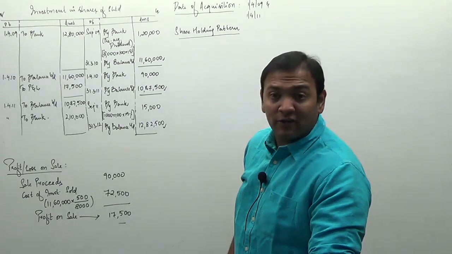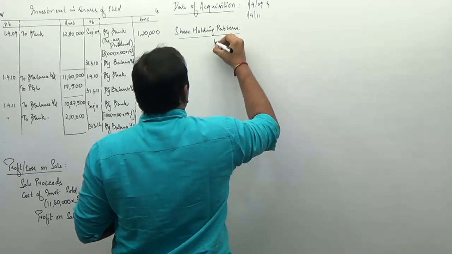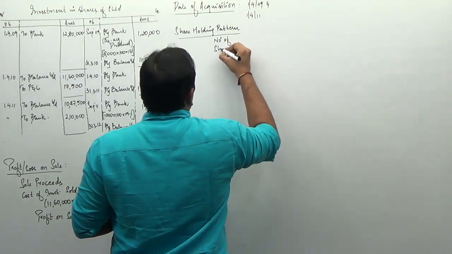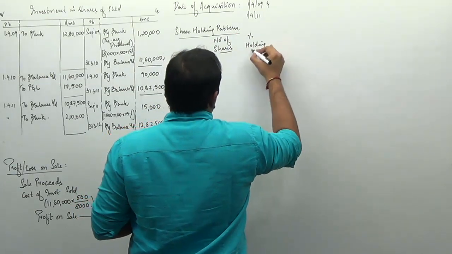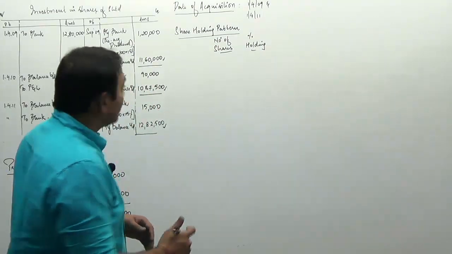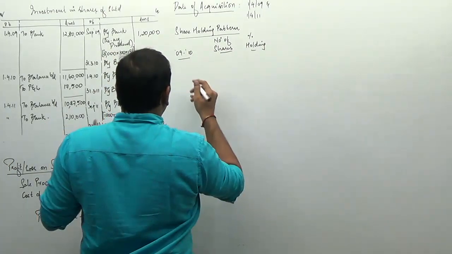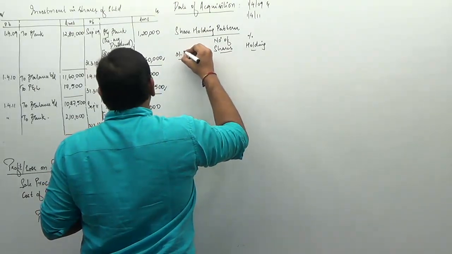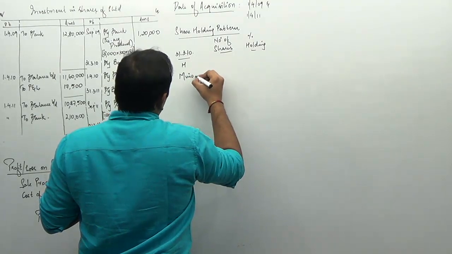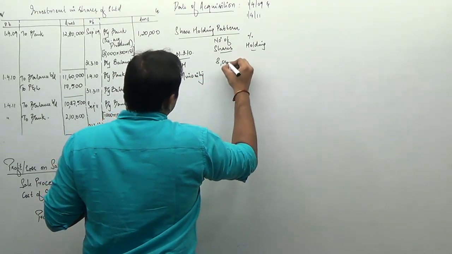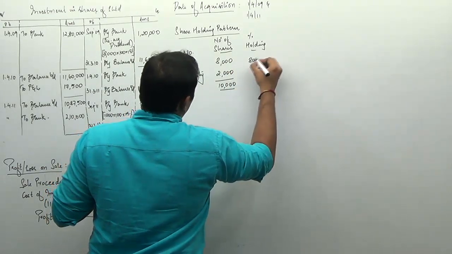He's asking our cost of control at the end of each year. Each year we'll calculate. So let's try to identify the shareholding pattern for each year: number of shares and percentage holding. First year, that is 2009-10. At the end of 2009-10, on 31st March 2010, how much do H Limited and minority hold? H holds 8,000 shares. Minority holds 2,000 shares. Total being 10,000 shares, split as 80-20.